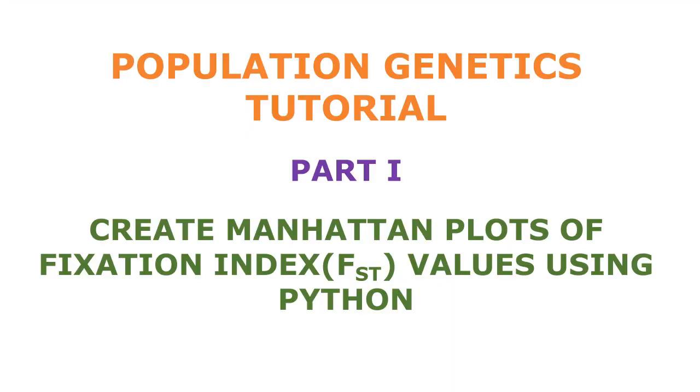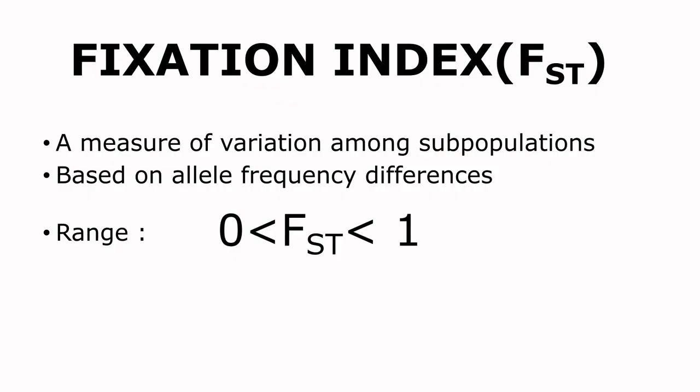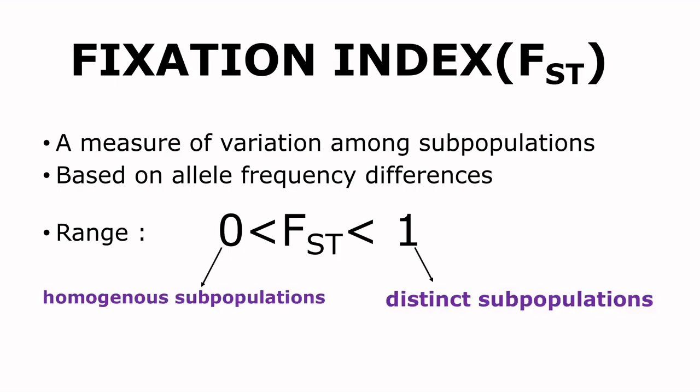In today's video, I'm going to show you how to create Manhattan plots of FST values using Python. Before we go to the lab, let's quickly look at what the FST value is. It is a measure of variation among subpopulations and it is based on allele frequency differences. FST values are in the range of 0 to 1. A value of 0 indicates homogeneous subpopulations, whilst a value of 1 indicates distinct subpopulations.